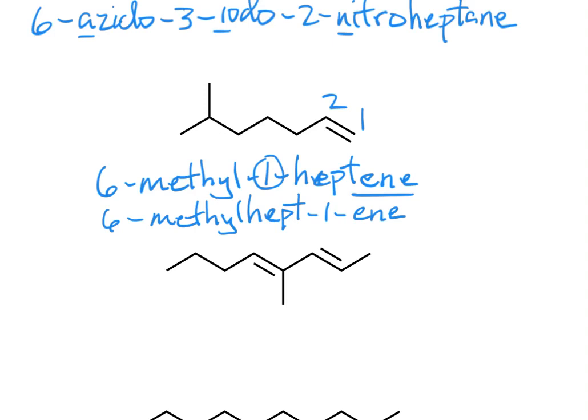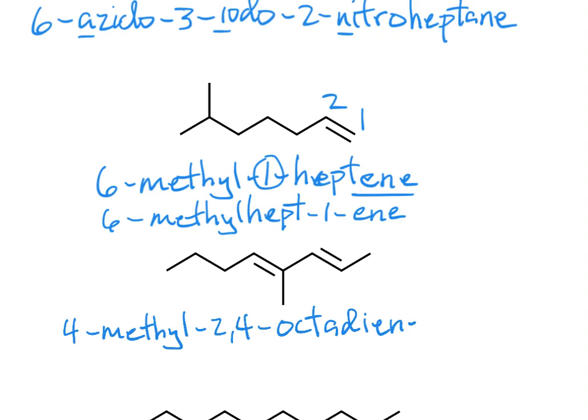So when we write this out, it's going to be 4-methyl, and then the double bond locations are at 2 and 4. And this is overall an 8-carbon chain, OCT. And then it's called octadiene because we had 2 double bonds.